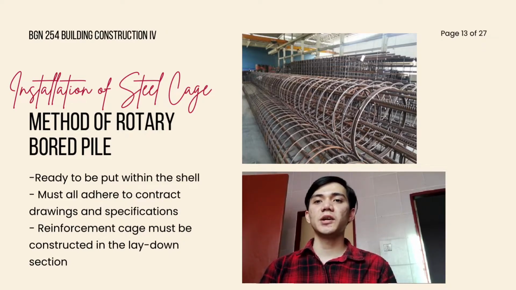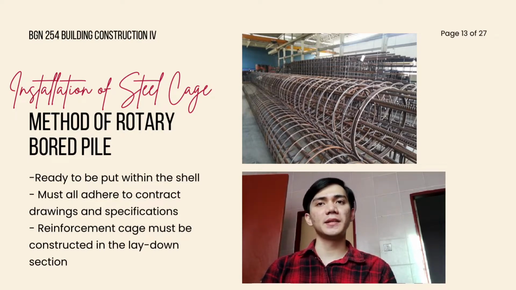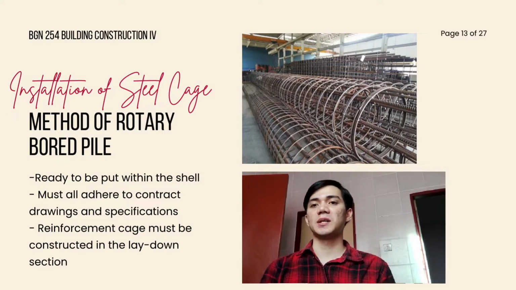Next, the installation of the steel cage. The steel cage was ready to be put within the shaft. Steel cage dimensions, size, and length must all adhere to contract drawings and specifications. To prevent injuries, the reinforcement cage must be constructed in the laydown section.